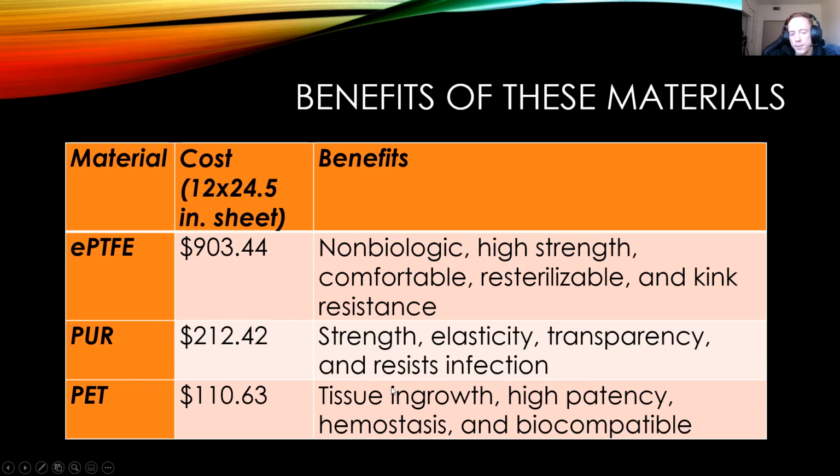PET is by far the cheapest. Tissue ingrowth means that it actually interacts with the body. It's biocompatible, which also refers to it interacting with the body. Those are both very important things when it comes to implants. High patency and homeostasis, all those things just basically mean that it interacts with the body well. So that one's looking pretty promising in terms of cost and how it interacts. Notice it's not very strong, so that's what these next simulations will evaluate.